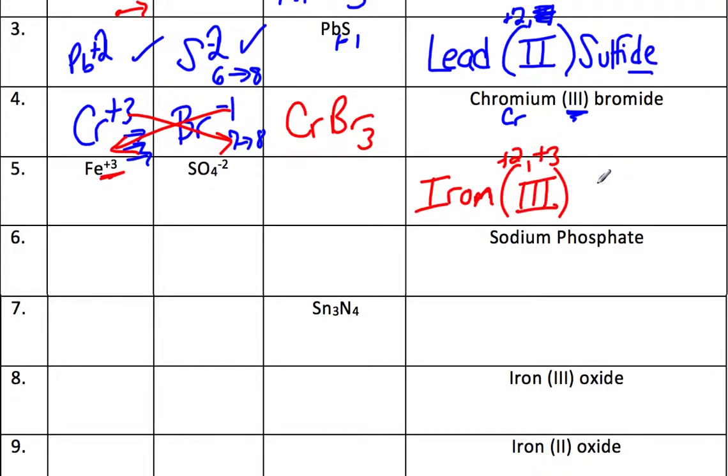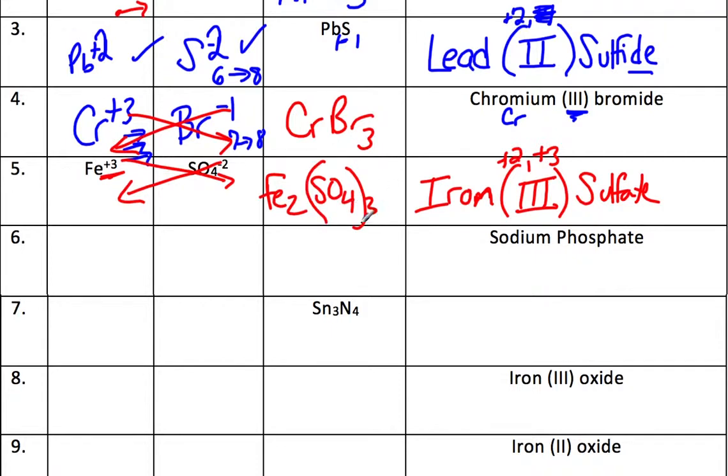So iron 3, and then SO4 is not plain old sulfide, it's sulfate. So SO4 sulfate. So crisscross them. Put the 3 there and the 2 there. It's Fe2. Now I'm going to have to write a 3 after the sulfate.